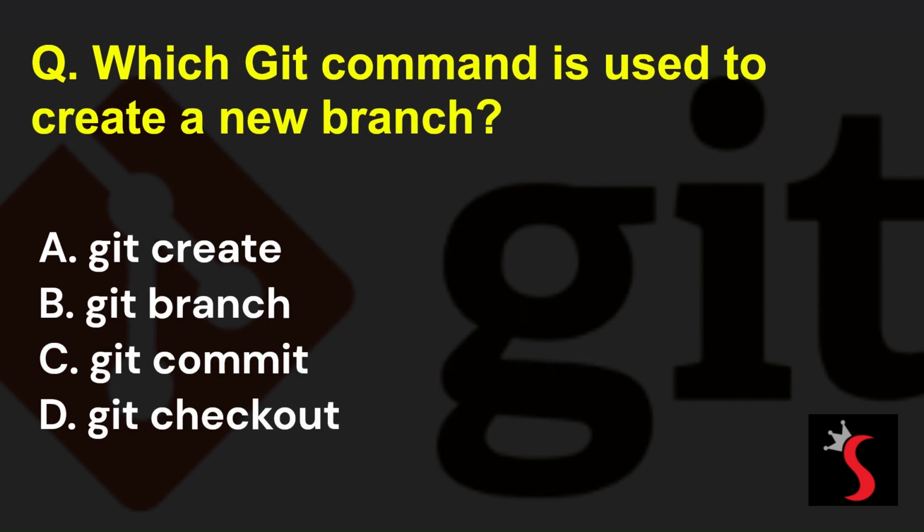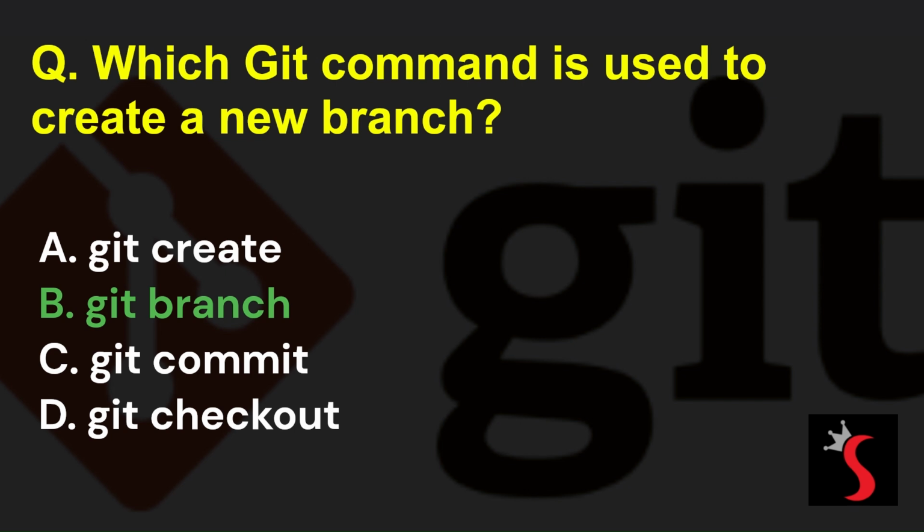Which git command is used to create a new branch? A. git create. B. git branch. C. git commit. D. git checkout. And the correct answer is option B, git branch. git checkout works hand in hand with git branch.